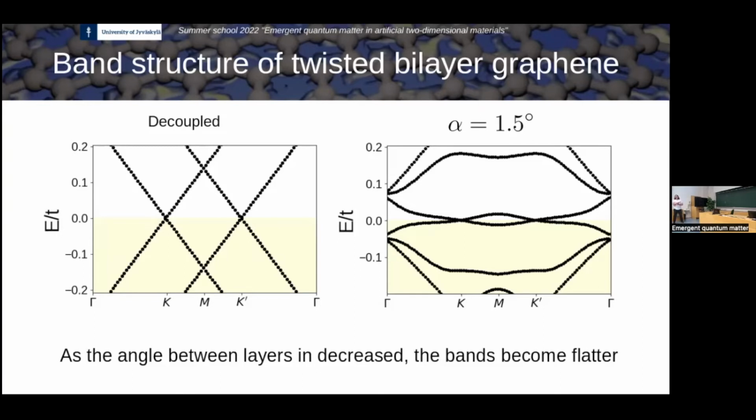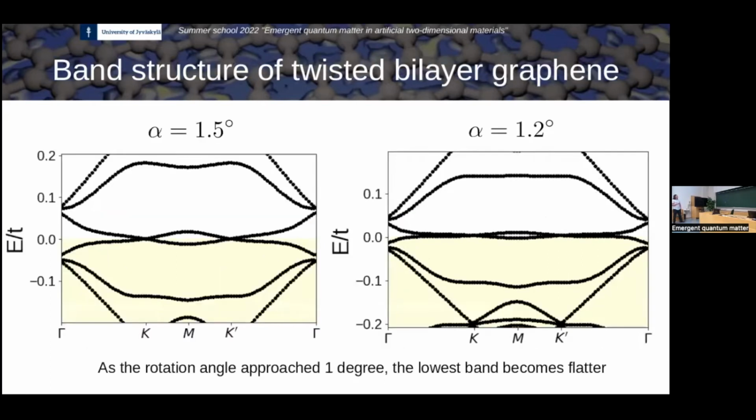All right, great. So the idea is that as you go to small angles, you get these mini bands that have a reduced bandwidth, and that are going to become flatter and flatter as you increase the hopping more and more. So this is, for example, what you see here. Let me show you the difference between the band structure for 1.5 degrees and 1.2 degrees.